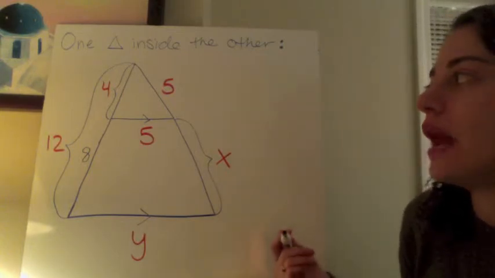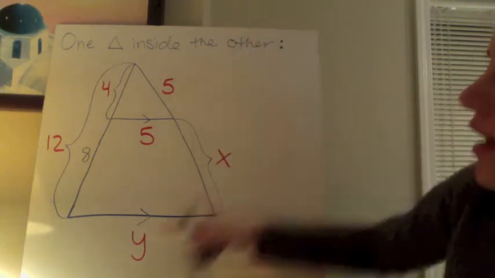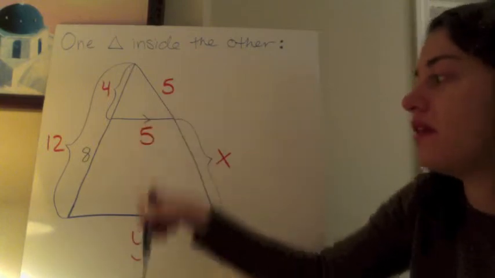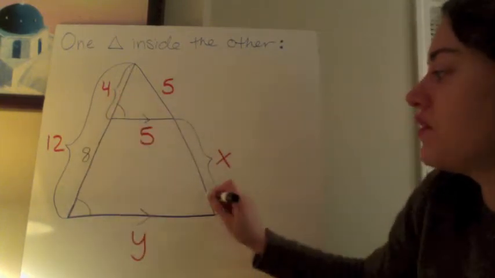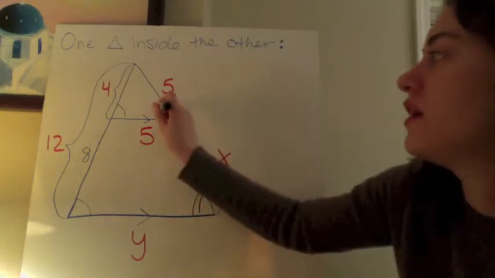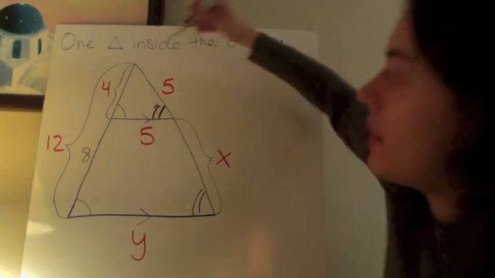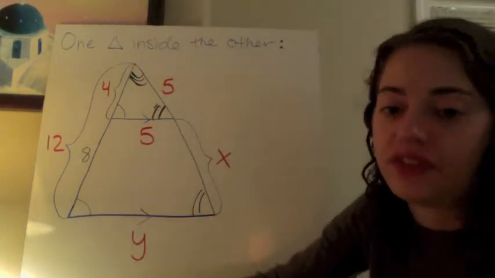Again, I need to set up the corresponding parts. So if I were to separate these, first I have to check that they're similar. I have parallel lines here. So I know that this one is congruent to this one by corresponding angles, and same thing on this side. And this angle is in both triangles by the reflexive property. So all of my angles here are congruent.